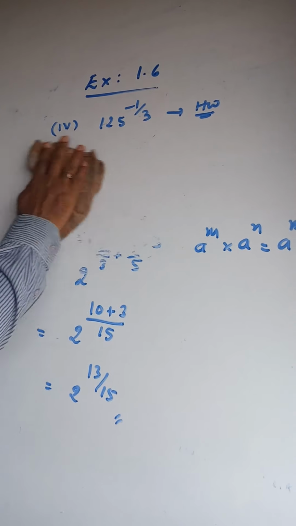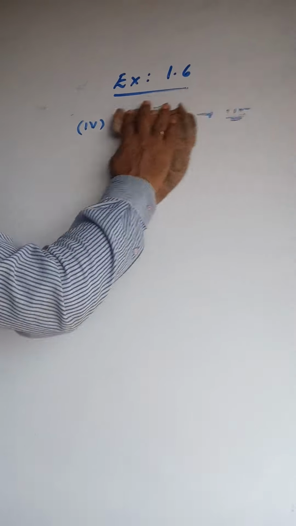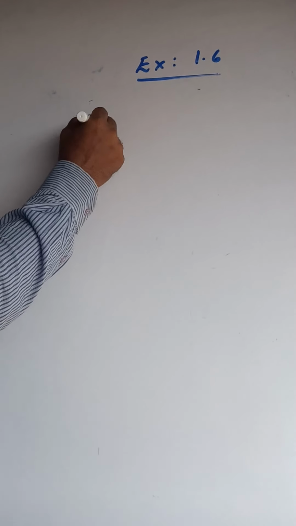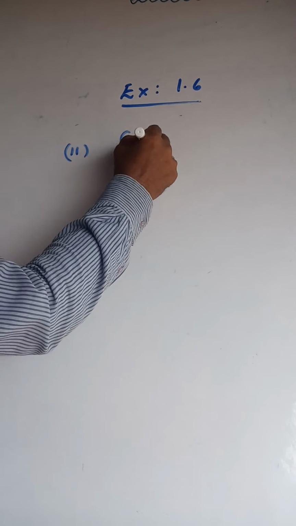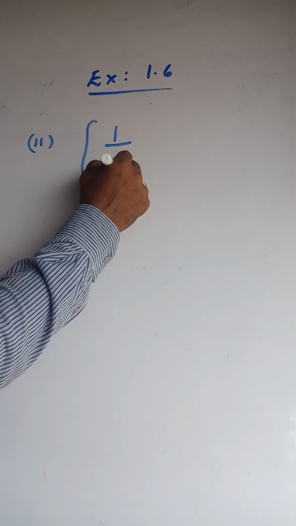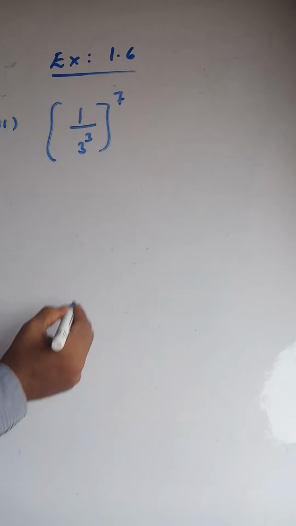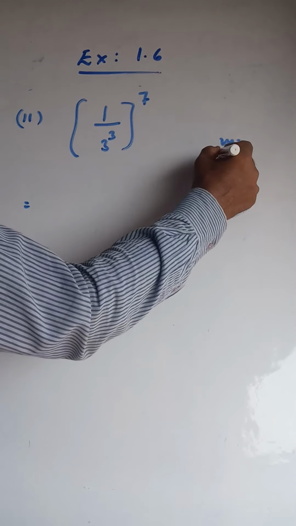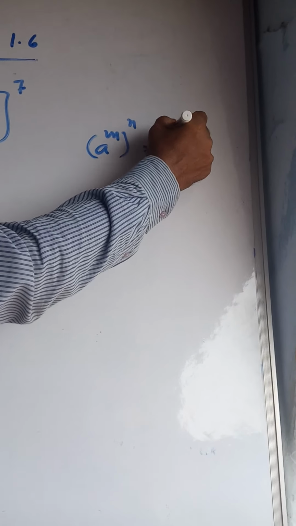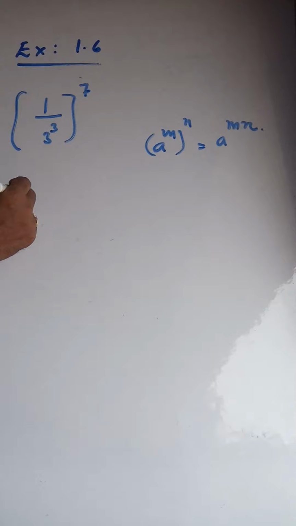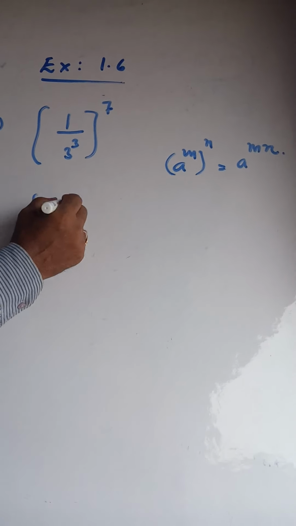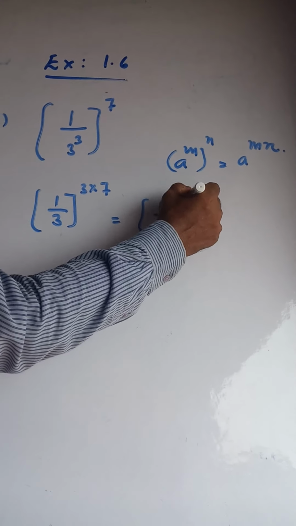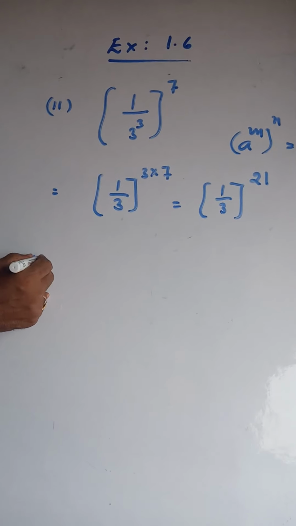Next one, in the third question, again third question, second bit is there. Second bit is 1 by 3 raised to the power of 3, whole raised to the power of 7, is given. Very simple, we will take a raised to the power of m, whole raised to the power of n, a raised to the power of m into n. Here we can take 1 by 3 raised to the power 3 into 7, which is 1 by 3 raised to the power 21.